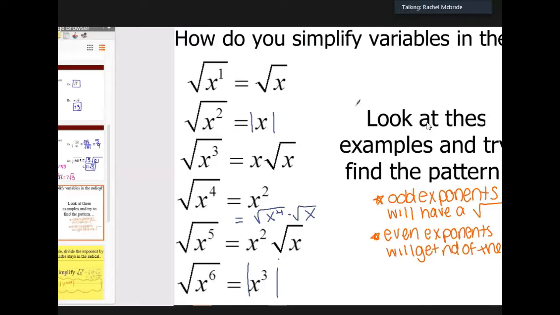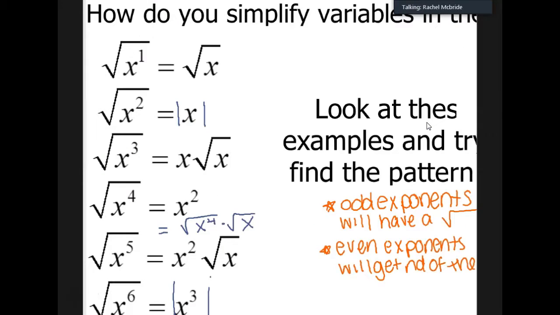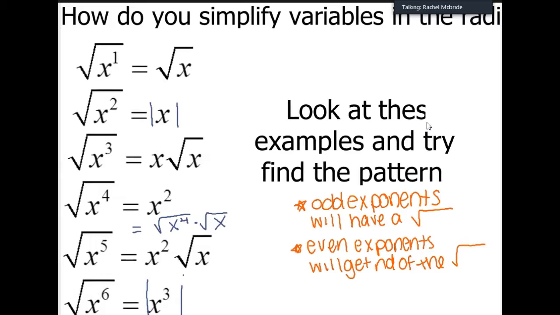So how do you simplify a radical? We simplify it by looking at the variable. So the square root of x squared is always equal to the absolute value of x. And we're going to talk about that even, odd rule and why there's an absolute value.